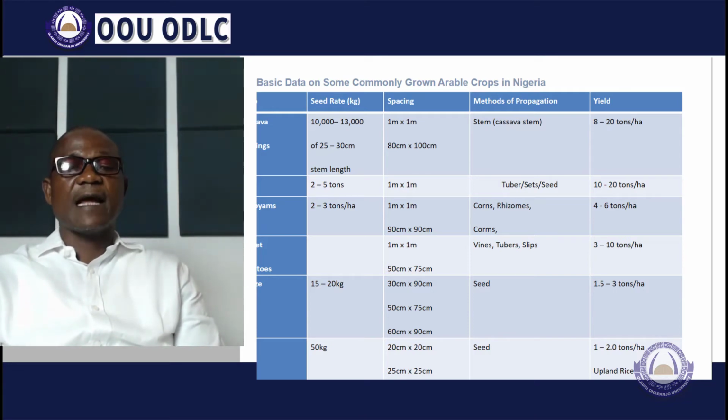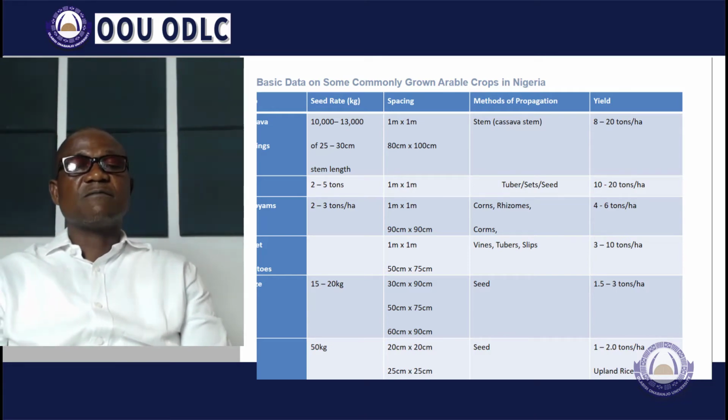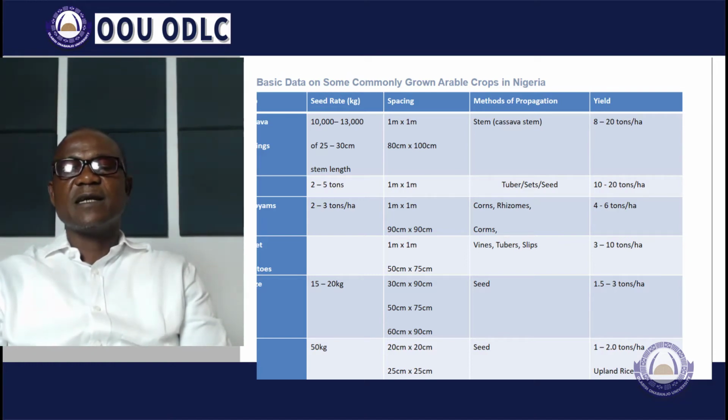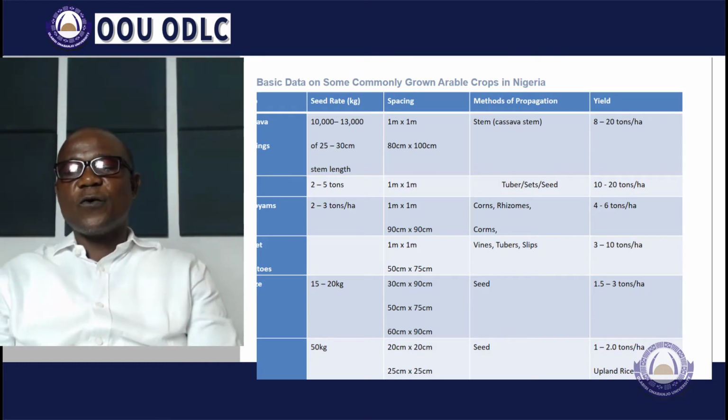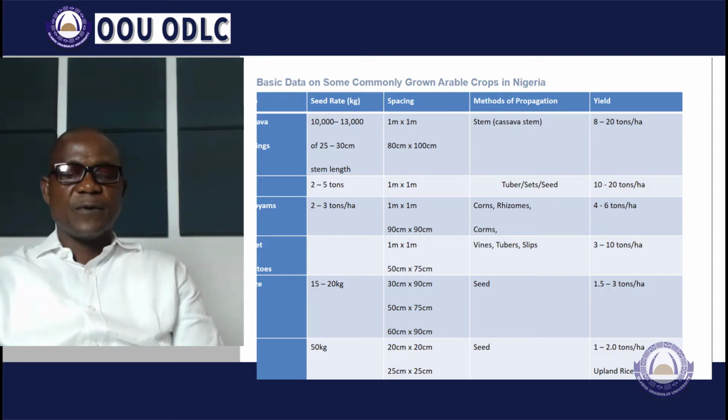The rice now. Rice, we have the seed rate is 50 kilograms per hectare. Spacing is 20 centimeters by 20 centimeters or 25 centimeters by 25 centimeters. It is propagated through seed. The yield is 1 to 2 tons per hectare for upland rice, and it is 2 to 4 tons per hectare for swamp rice.